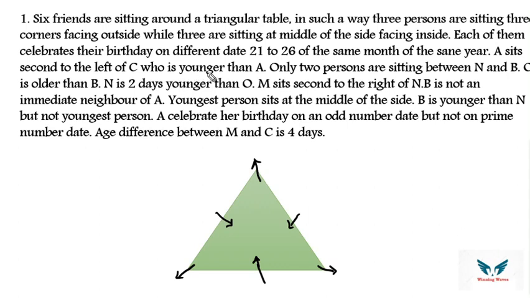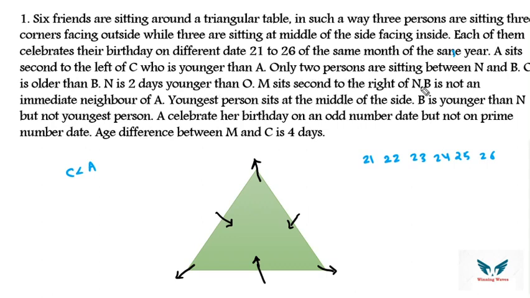Each of them celebrates their birth date on a different date from 21 to 26th of the same month of the same year. So 21, 22, 23, 24, 25, 26. These are the different dates, right? Then A sits second left of C, who is younger than A. So C is younger than A, so C is less than A.